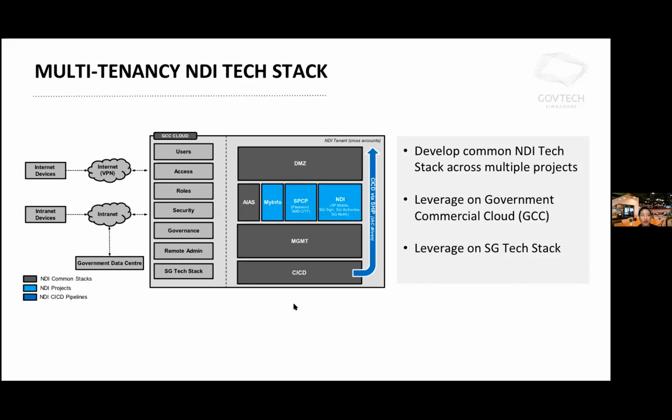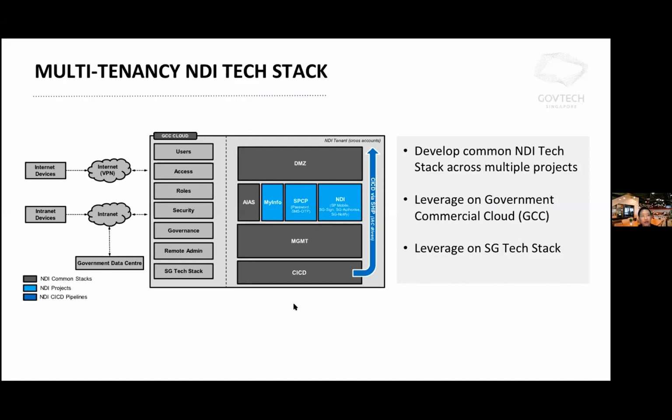So what is the AIAS zone? The AIAS zone serves as a bridge to enable protected traffic flow between the internet and intranet zone through encryption, authentication, and payload inspection. While building a common stack has obvious benefits, there are also trade-offs we need to address, which is the concentration risk.